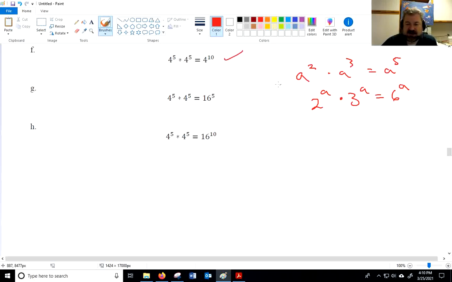So this works because they added the exponents. This works because they multiplied the bases. This is wrong because they tried to do both.